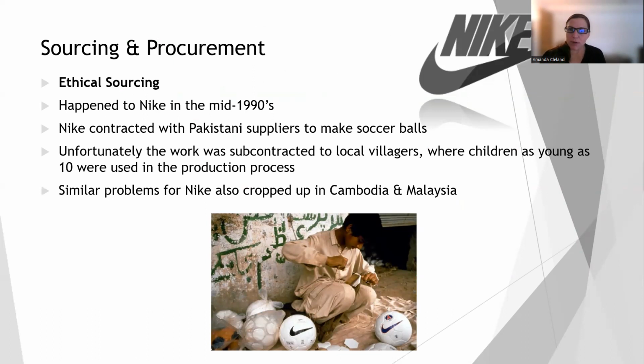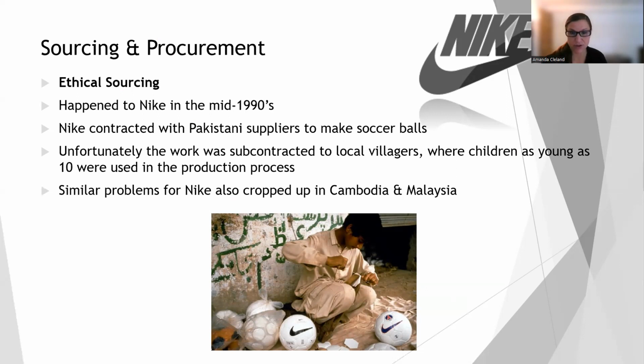So a problem with this occurred to Nike in the mid-1990s. So we all know who Nike is. They make athletic wear, they make sportswear. So in the mid-1990s, Nike had contracted with Pakistani suppliers to make soccer balls. And unfortunately, that work was then further subcontracted out to local villagers, where essentially they had children, children as young as 10, actually sewing these soccer balls together.